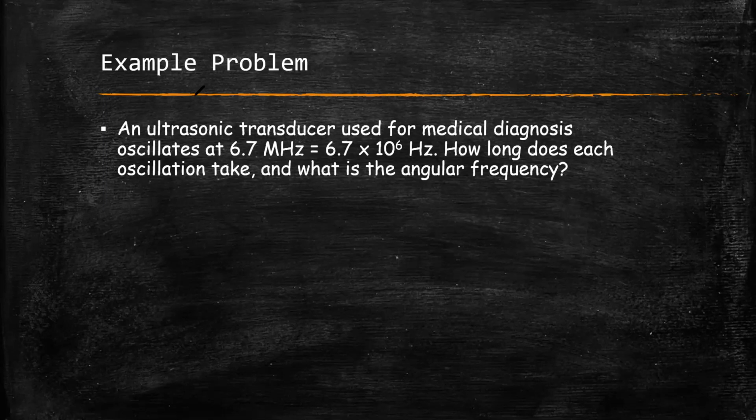Our problem: an ultrasonic transducer used for medical diagnosis oscillates at 6.7 megahertz, or 6.7 times 10 raised to 6 hertz. How long does each oscillation take, and what is the angular frequency? In our problem, our given is a frequency of 6.7 megahertz, and we're looking for how long each oscillation takes, which is the period, and the angular frequency.